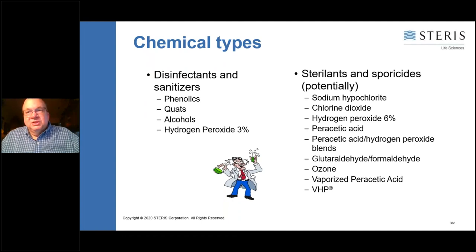In terms of sporicides, there's a whole litany of them. So we have bleach, which is sodium hypochlorite, chlorine dioxide, peracetic acid, hydrogen peroxide blends, ozone, which is big with water systems, and we see it used a lot there in WFI systems. Vaporized hydrogen peroxide, also for room decon, is getting more and more frequent in the industry.